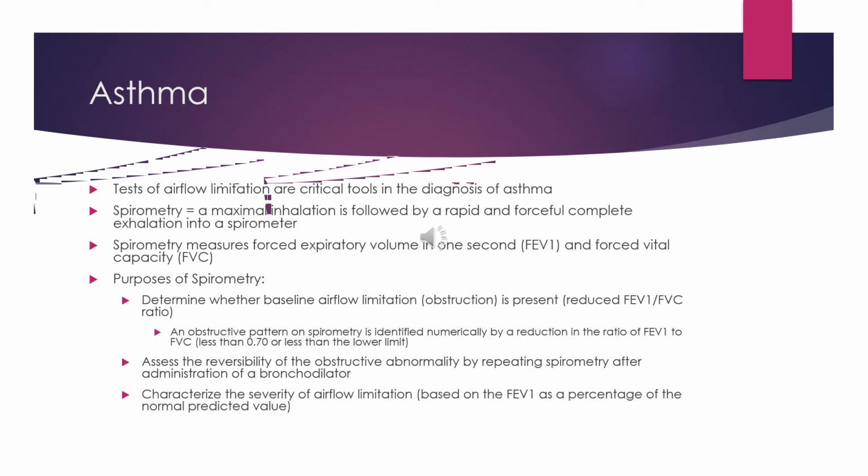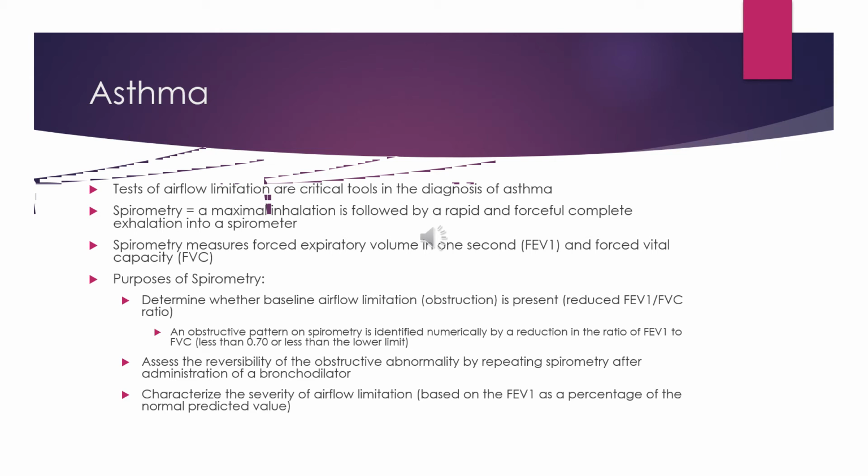Tests of airflow limitation are critical tools in the diagnosis of asthma. Spirometry, in which a maximal inhalation is followed by a rapid and forceful complete exhalation into a spirometer, includes measurements of forced expiratory volume in 1 second, or FEV1, and forced vital capacity, or FVC. These measurements provide information that is essential to the diagnosis of asthma.